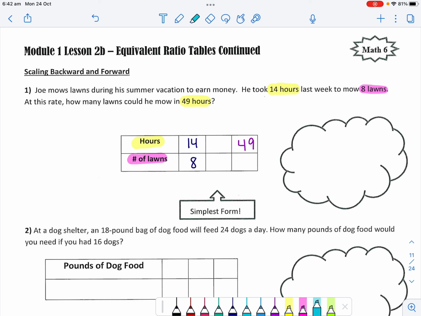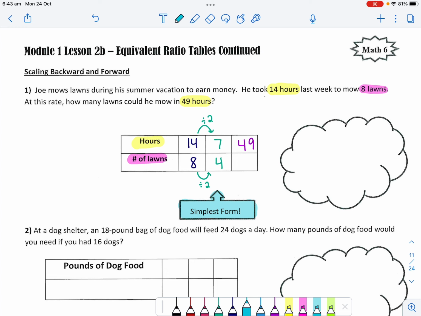And then you can see here down in the middle, it says simplest form. Right here, this little box says simplest form. What that means is I'm going to divide by the greatest common factor, because that's going to give me the simplest form of my fraction. That's going to allow me to go to that next number. So 14 and 8, the greatest common factor is 2. So I'm going to divide by 2 on both the top and the bottom. So I get 7/4. So if he can mow 8 lawns in 14 hours, he can mow 4 lawns in 7 hours.